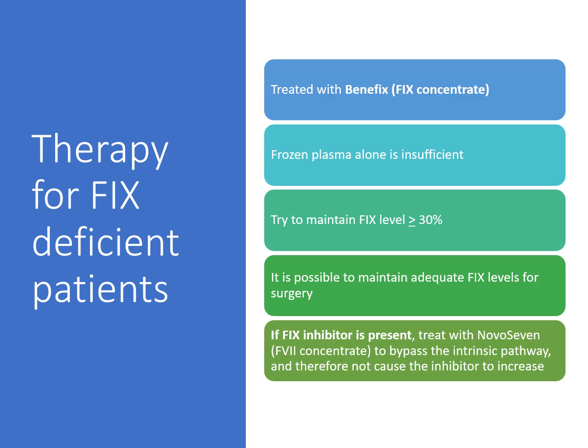Again, it's possible to maintain adequate factor IX levels for surgery, and if factor IX inhibitors are present, we can treat this as well with Novo7 to bypass that intrinsic pathway. The factor VIII and factor IX inhibitors are the most common specific factor inhibitors, and usually it's because of an immunologic response against the treatment, these concentrates that are given. But we would treat it in the same way that we treat a factor VIII inhibitor.